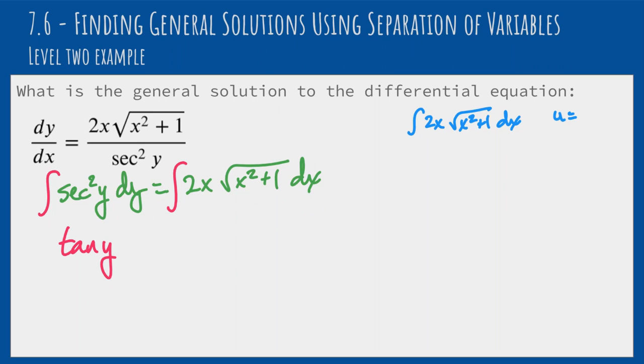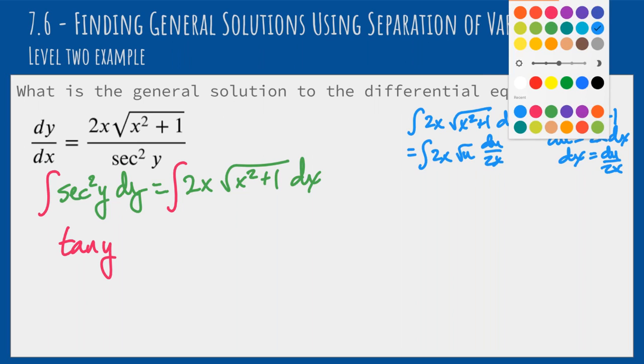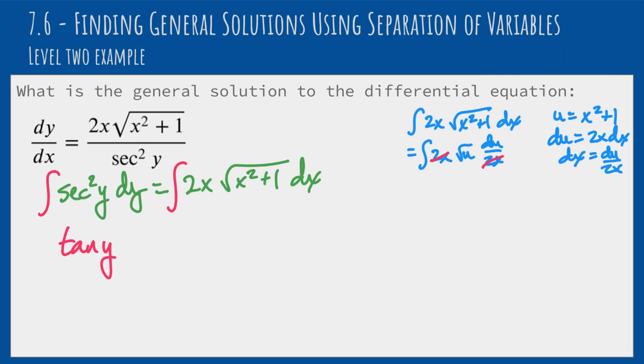So I'm going to choose u to be that inside of that square root, x squared plus 1. That makes du 2x dx, and dx is du over 2x. So making a substitution here, we're going to have the antiderivative of 2x square root of u times du over 2x. And conveniently, that 2 was there, so that cancels. And this is just the antiderivative of u to the 1/2 du.